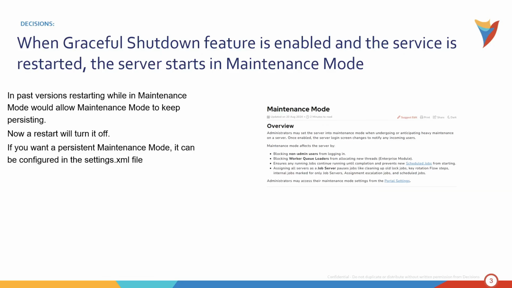Next up, there's going to be a big change to maintenance mode. In previous versions, turning on maintenance mode would keep it active until you manually turned it off. Even restarting the system wouldn't affect it. Maintenance mode would continue running. Now, however, if you restart your instance, maintenance mode will turn off when the system comes back up. If you want maintenance mode to last through restarts, you can configure it to be persistent by adjusting the settings in your settings XML file.